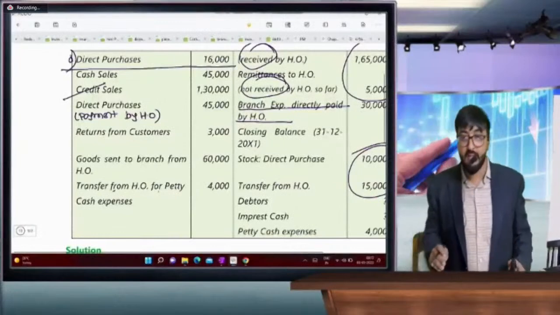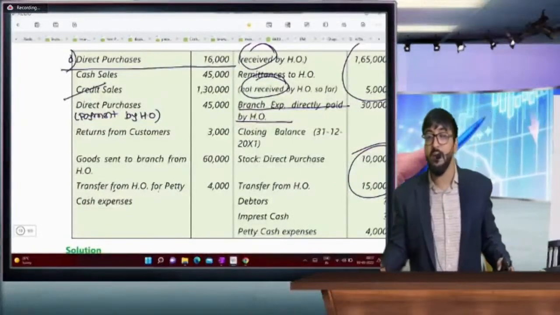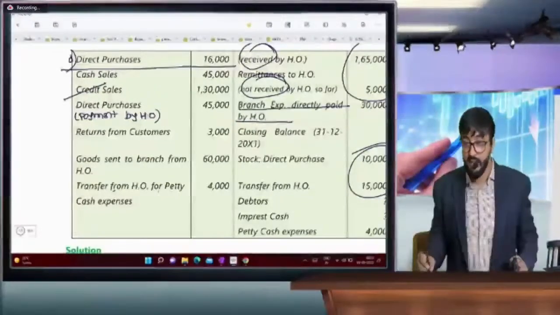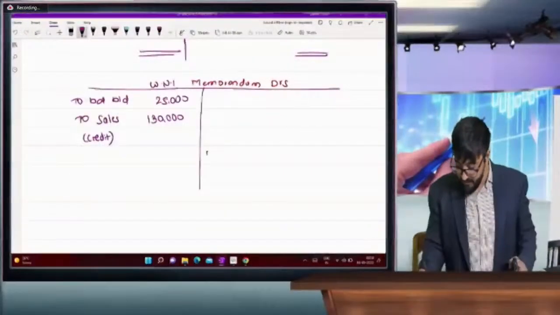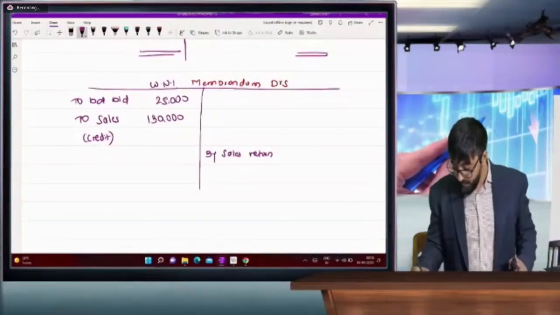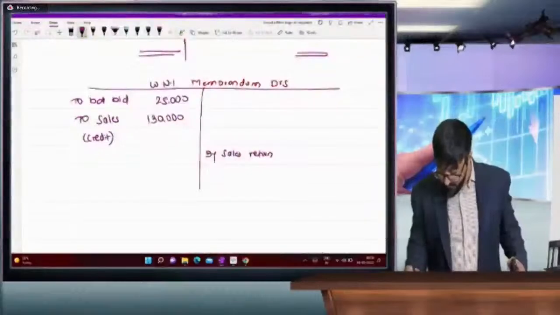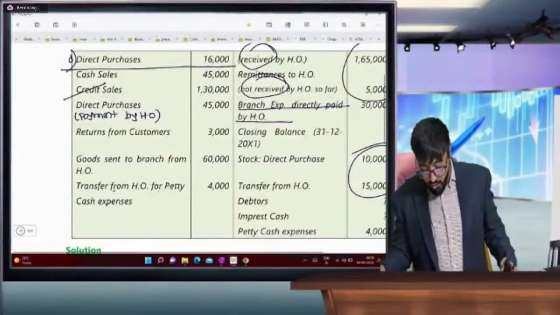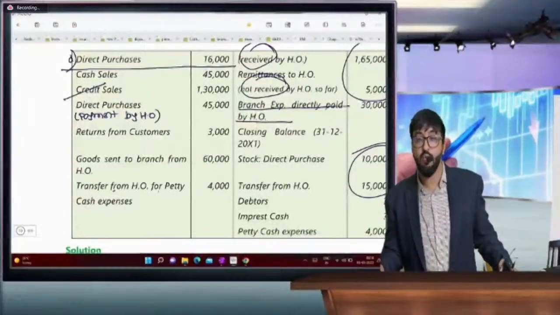Direct purchases, debtors are not involved. What entry will the branch pass? Purchases account debit to HO. Okay, no. Returns from customer: yes, by sales return, 3,000. Next, goods sent to branch: goods sent to branch account debit to HO.